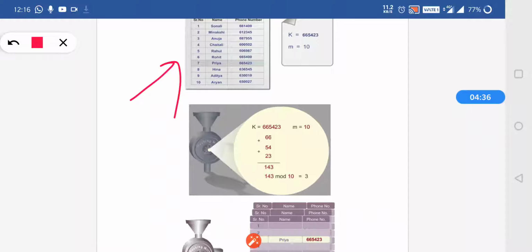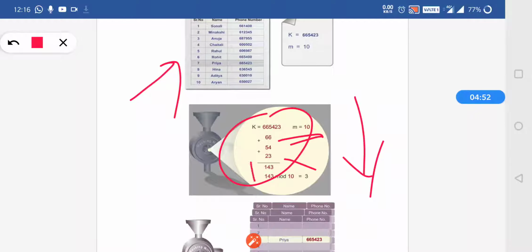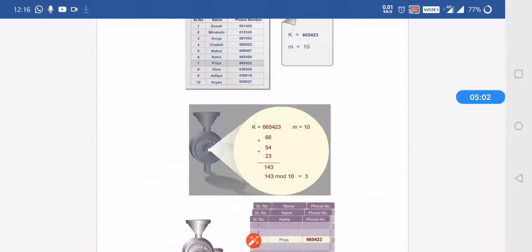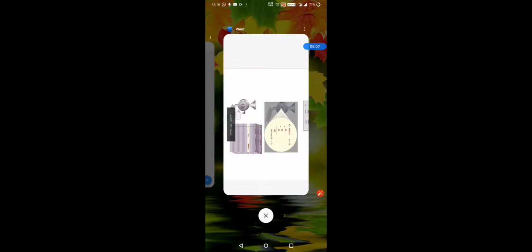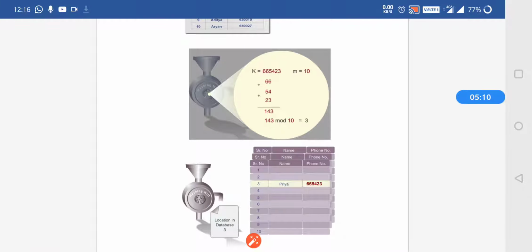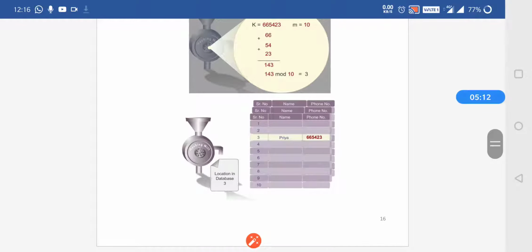Priya has the number 665423. We will divide that number into various parts like 66, 54 and 23. After that you do the addition of those, which is 143, and the total number of values is 10. So 143 mod 10 gives us the value 3. So at the third location we will store the number. At the third location in the database we will store the phone number of Priya.